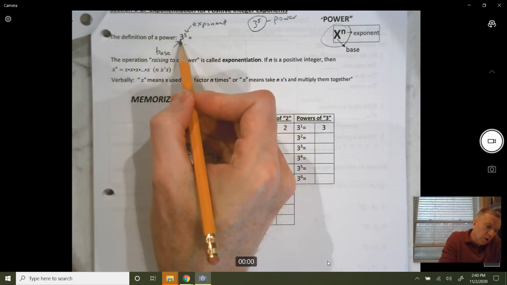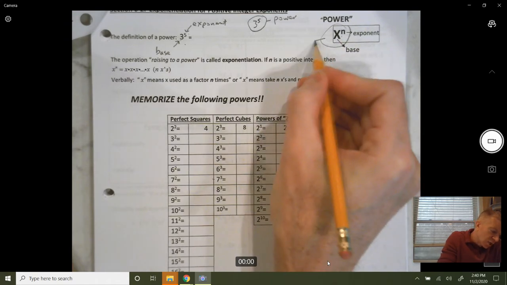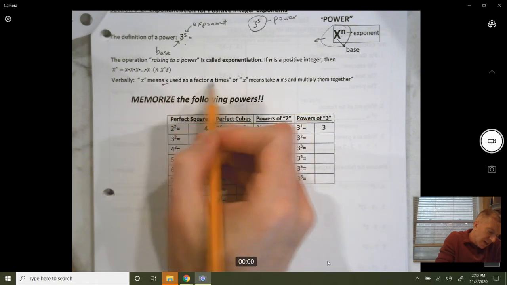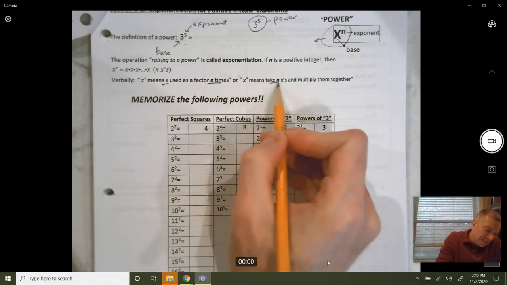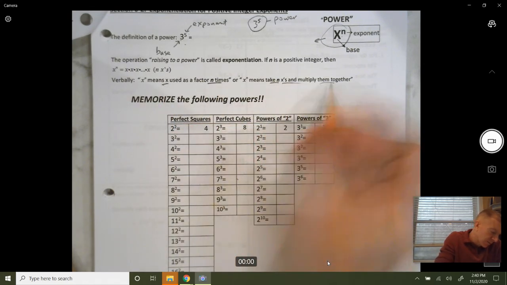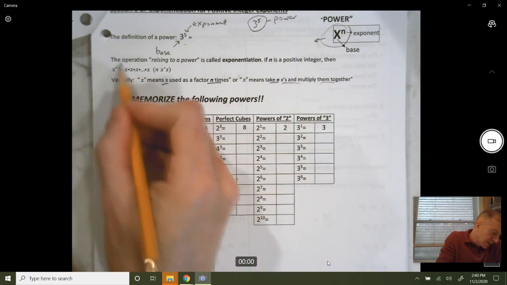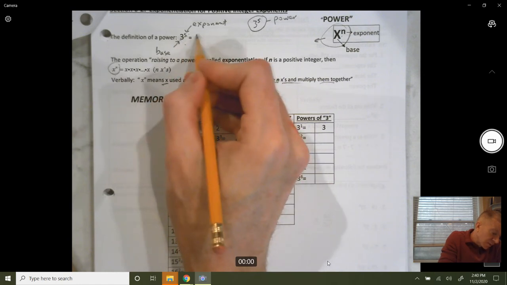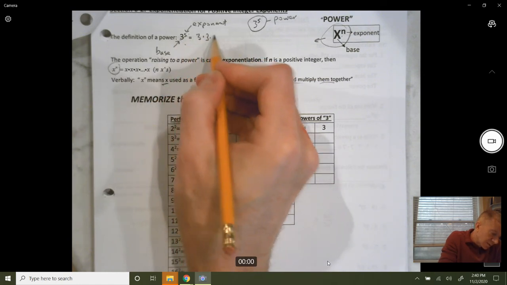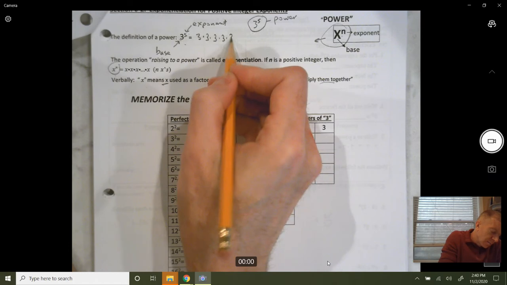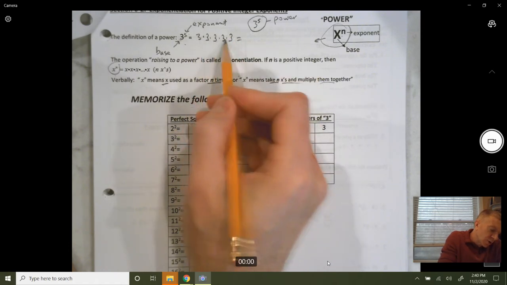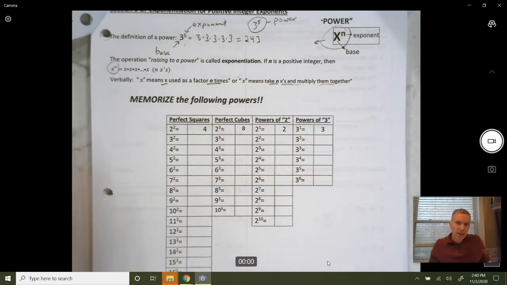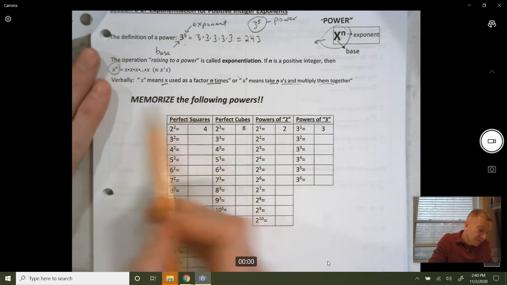together. Okay, or x to the n means you have x used as a factor n times, or it means you have n x's and you multiply them together. Okay, so when you have x to the n, it means you have n x's. So you have 5 3s multiplied together. 3 times 3 times 3 times 3 times 3. Multiplying that out gives you 243.